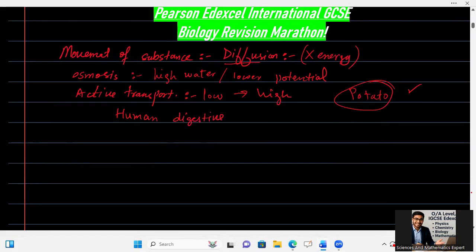In case of the human digestive system, it has the following basic organs. Number one is the mouth, which is used for mechanical digestion by using teeth, and chemical digestion by using the amylase enzyme in saliva, which breaks down starch into maltose. That is all done in the mouth. Number two, which I will take here, is the stomach.